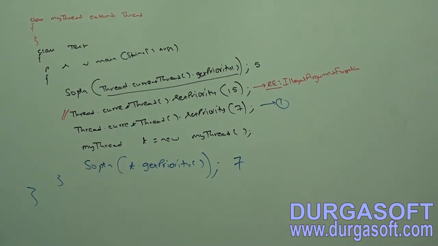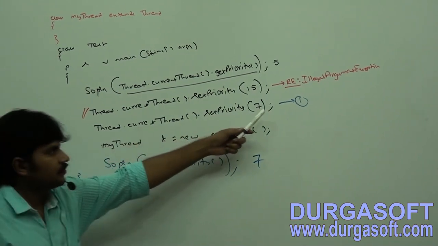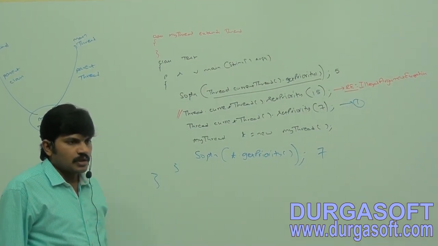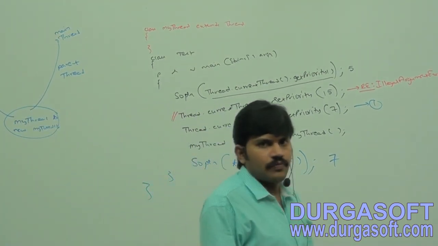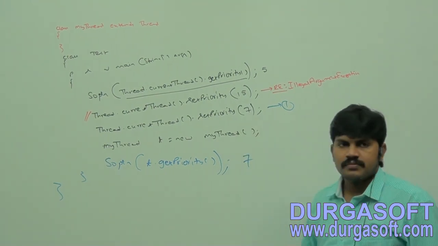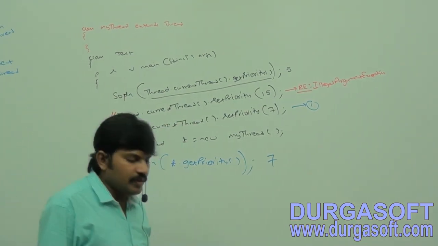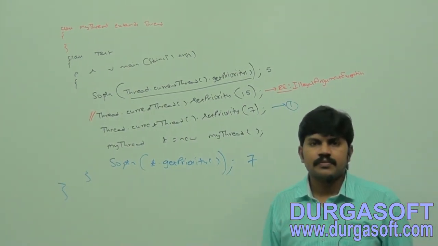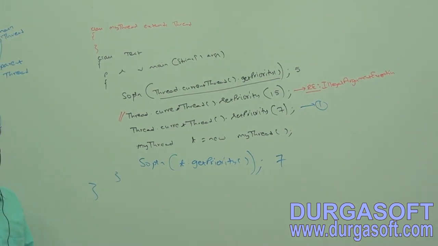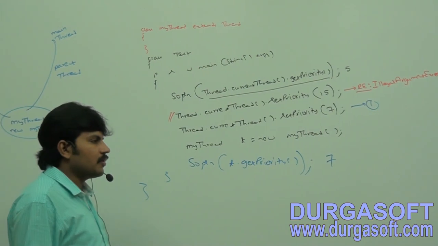Just add one theoretical point first. If we comment line 1, which one is line 1, you know? If we comment line 1, then the child thread priority will become 5. That's all. Completed, right? So make sure you are aware.